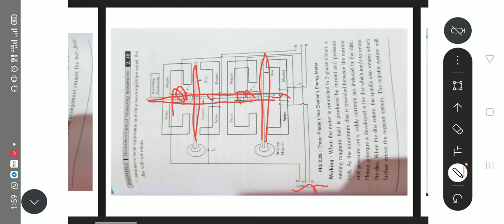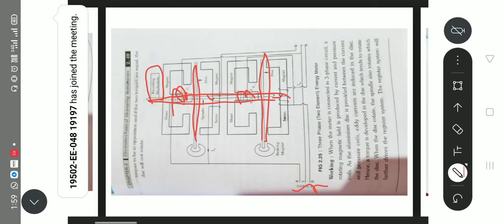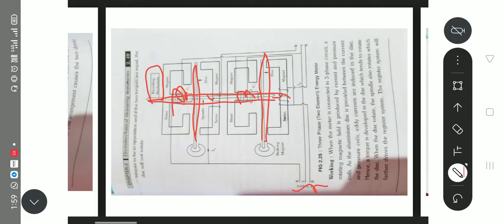How many rotations the aluminum disc makes will be recorded in this registering system. The registering system is connected to the spindle. Whenever the aluminum disc moves, the spindle also moves, so we can record how many rotations are done by the spindle. Those rotations are recorded in this registering system. That is the energy. Directly we can measure it in this registering system in kilowatt hours.